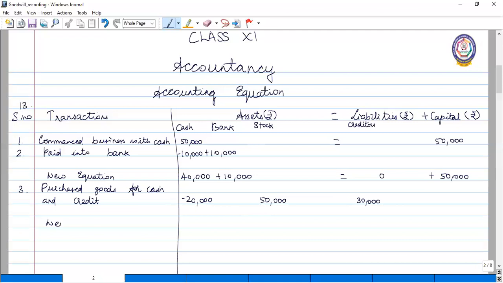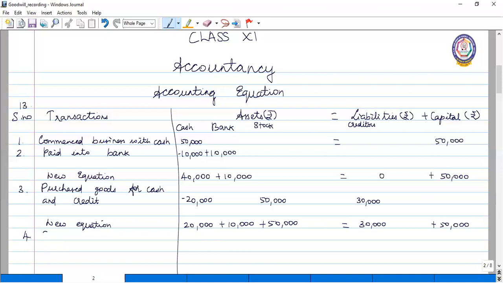Now new equation. We have cash 20,000 in hand and we have 10,000 in bank. We have 50,000 worth stock. We have 30,000 creditors and 50,000 is our capital. So it balances. Okay. Now fourth transaction, sold goods for cash rupees 40,000 costing 30,000.